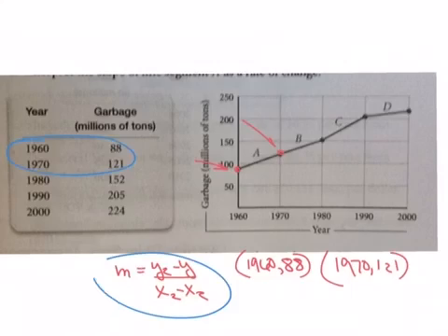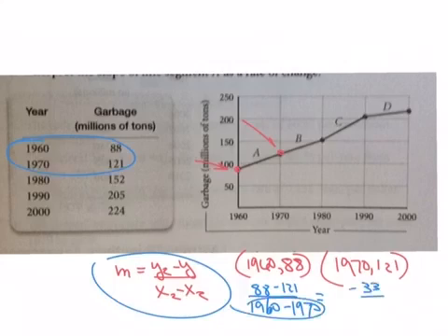Now if I use this formula, y2, 88 minus 121, over my x. That doesn't look like a 1960, does it? Okay, so 88 minus 121 equals negative 33, and that's going to be over 1960 minus 1970, which is negative 10. Both of them are negative, so that gives me a positive 33 over 10 for that slope.